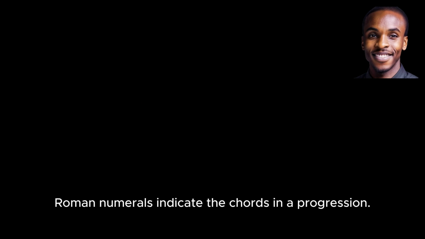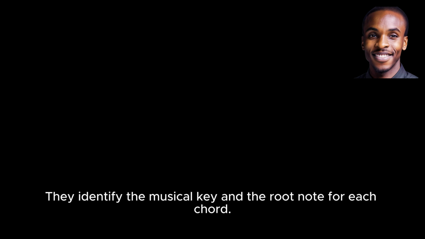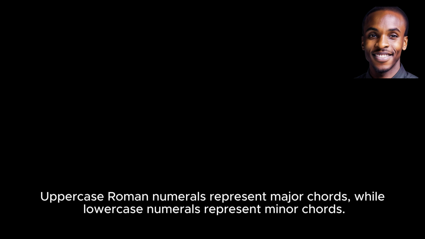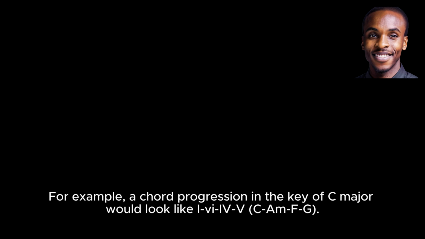Roman numeral analysis. Roman numerals indicate the chords in a progression. They identify the musical key and the root note for each chord. For example, IV means the chord is built on the 4th degree of a scale. Uppercase Roman numerals represent major chords, while lowercase numerals represent minor chords. For example, a chord progression in the key of C major would look like I, IV, V, which is C, F, G. Delving deeper into this topic goes beyond basic music theory. However, it helps to introduce this numerical system.